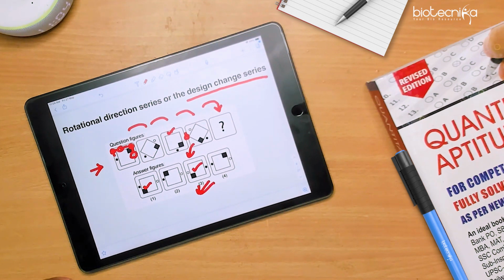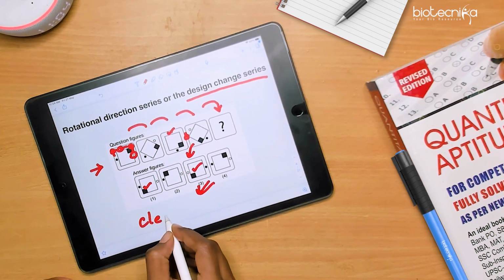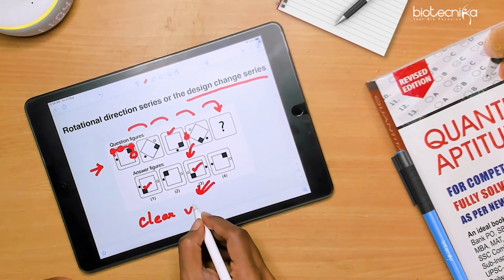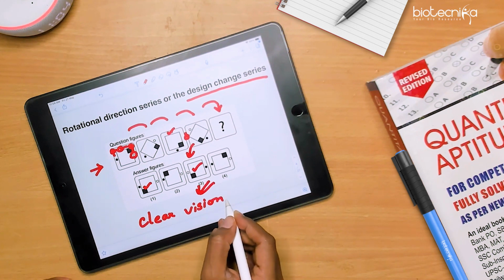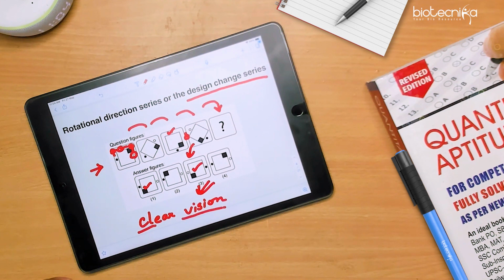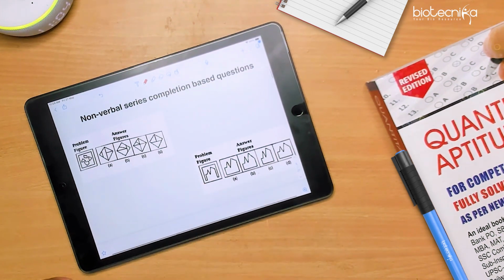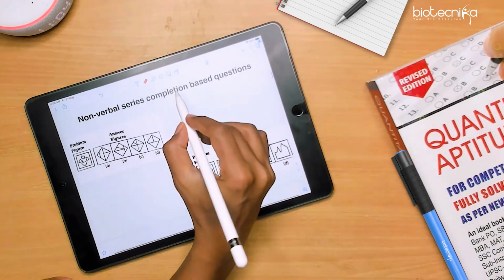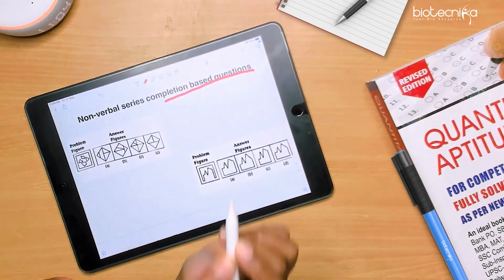This is type 1, where you have to solve questions on series, and the candidate needs to have a clear vision of concepts such as rotation, angles, steps of movement, different positions, etc. Coming to the other type, it's non-verbal series completion based questions.